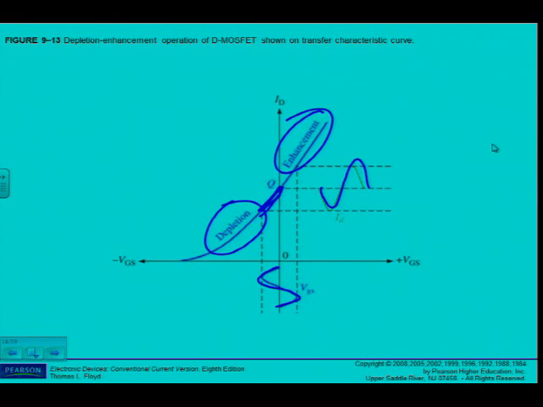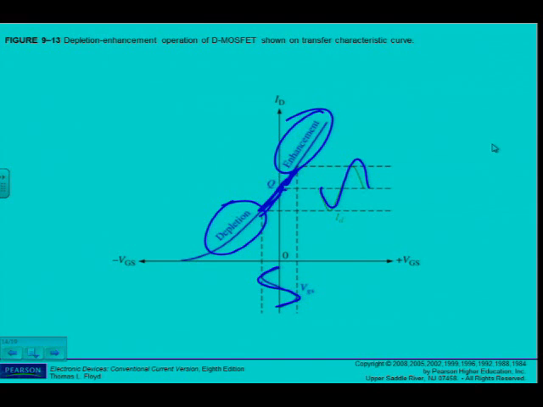And ID decreases. The positive swing in VGS produces an enhancement mode and ID increases. So I can see the two sections that it works in. Note that the enhancement mode is to the right of the vertical axis and the depletion mode is to the left. The DC analysis of this amplifier is somewhat easier than for a JFET because ID is equal to IDSS at VGS equal to 0, as we can see on that curve.